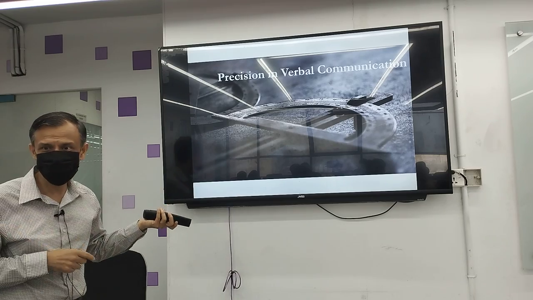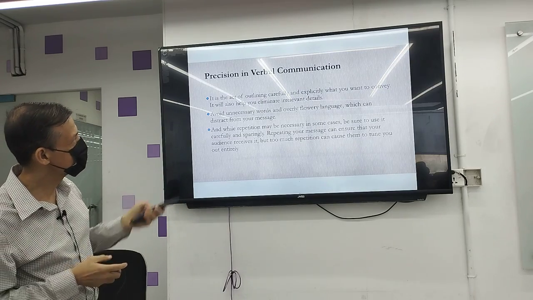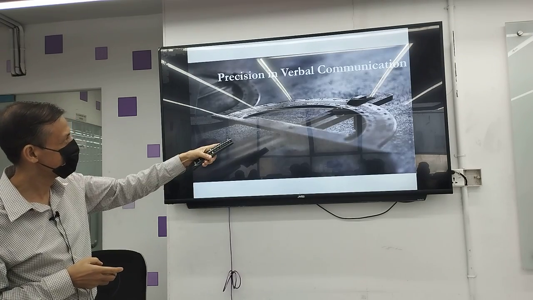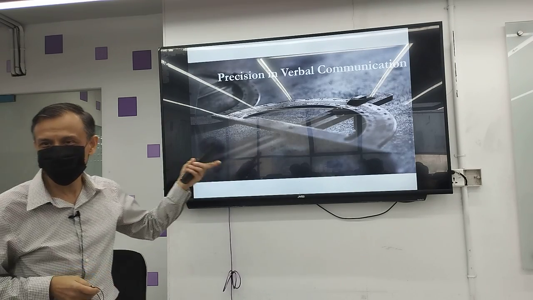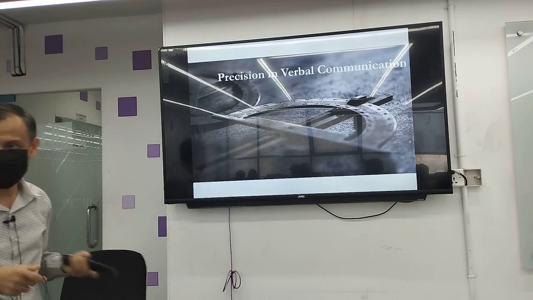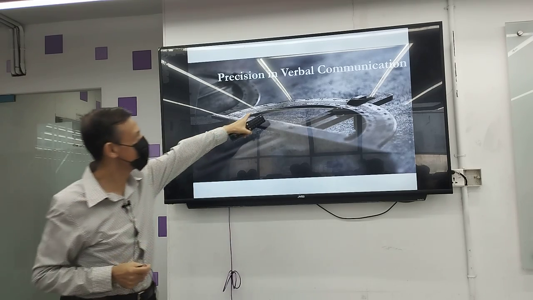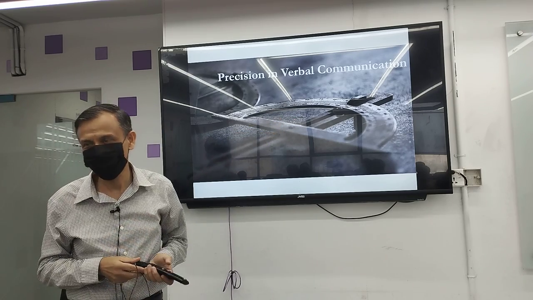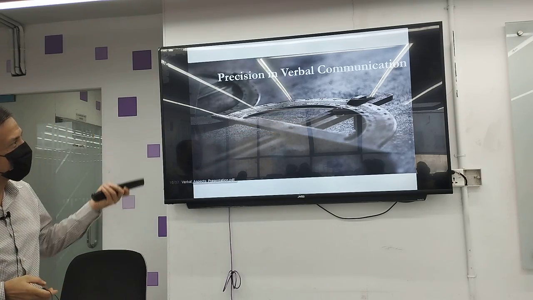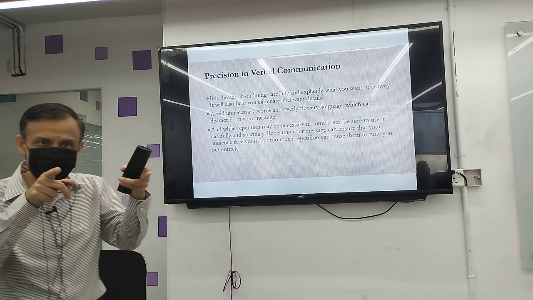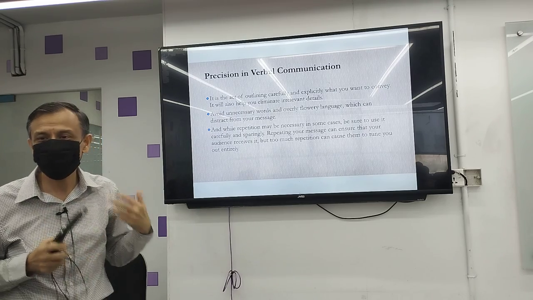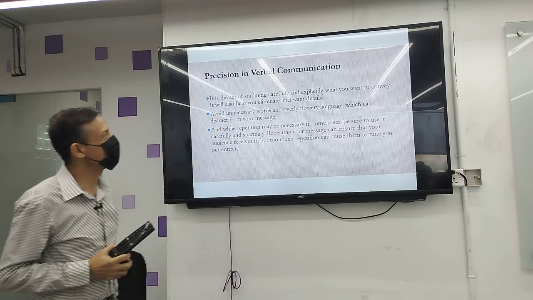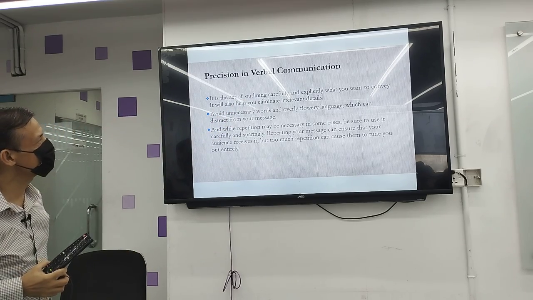Precision. Like I said, it has to be exact. What is this? Some kind of calipers. You have to measure very minutely. You see these dials, mechanical measurement. So that means it has to be exactly what you mean. You have to make sure that it is the act of outlining carefully and explicitly what you want to convey.